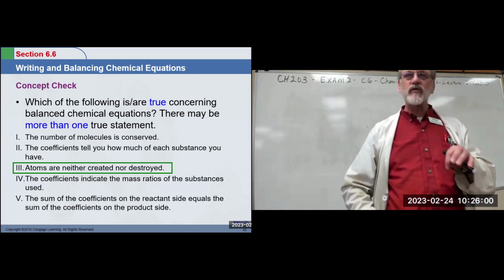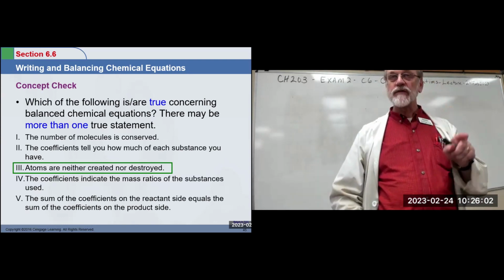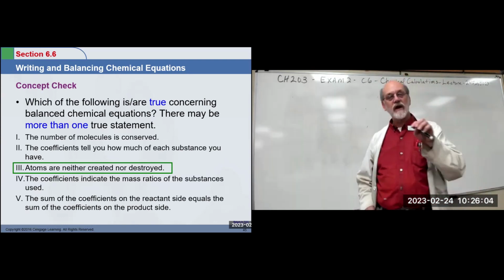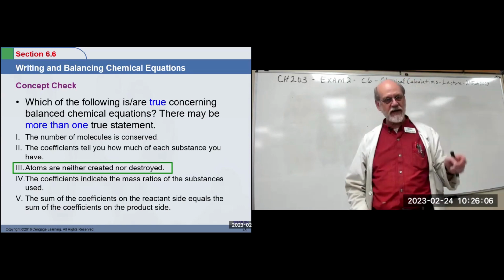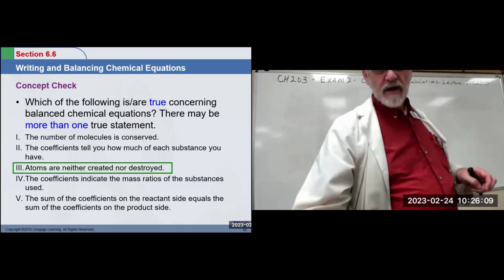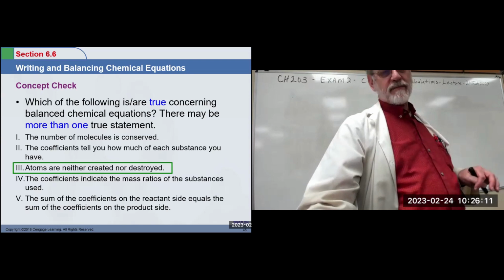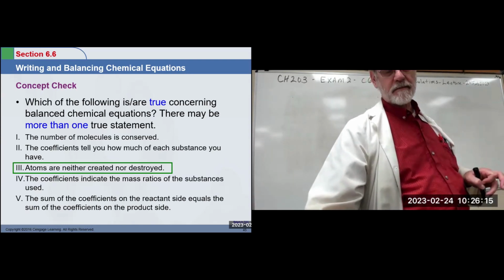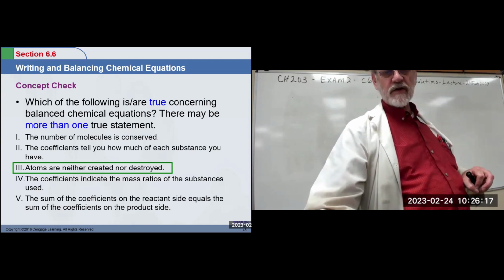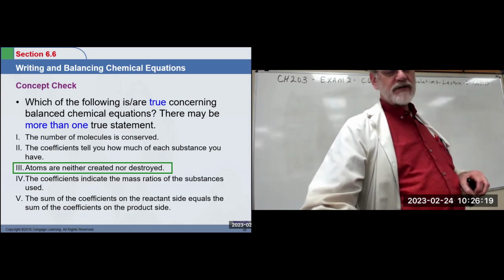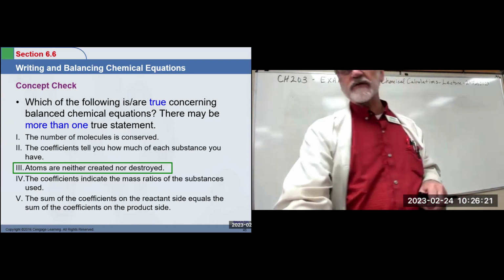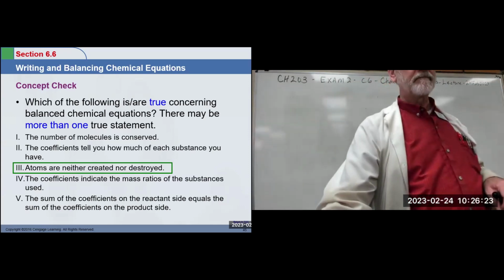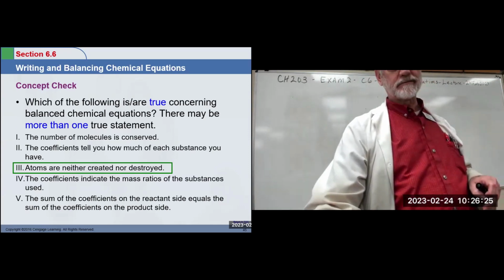Atoms are neither created nor destroyed. That's true. You have the same number of atoms of each element on the reactant side and the product side. Coefficients do not indicate mass ratios. They indicate mole ratios. And the sum of the coefficients on the reactant side doesn't necessarily equal the sum of the coefficients on the product side. So don't be looking for that.